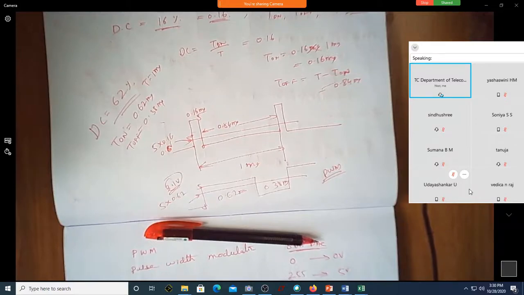Just answer, just satisfy Vilas. He is asking a question: why, when I change the resistance value in that potential divider, does the intensity of the LED change? A convincing answer will fetch you 10 marks.